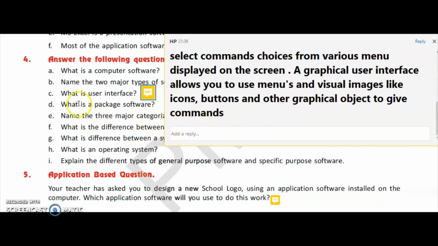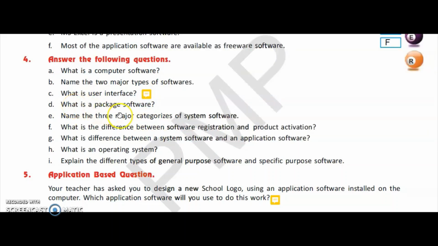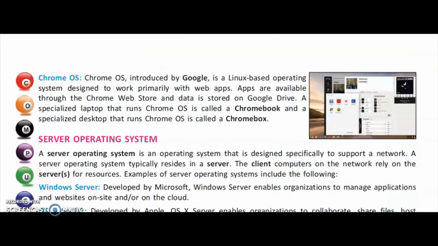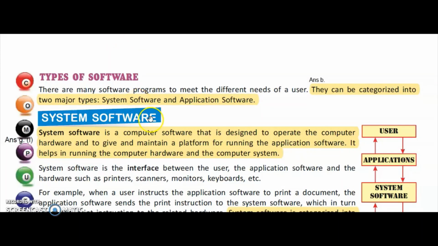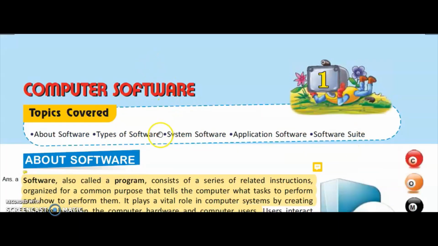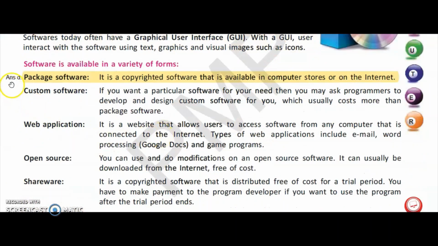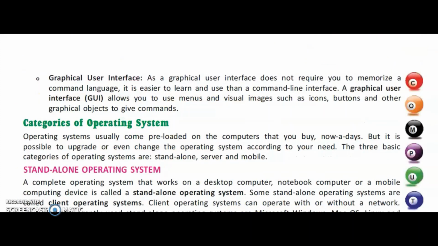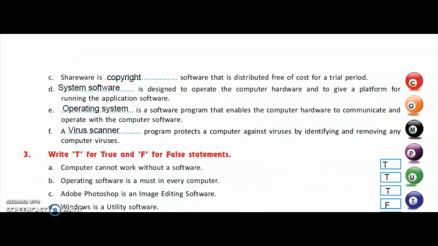Now the next question is, what is a packaged software? The answer is on page number 3. Here. Packaged software. What is packaged software? It is a copyrighted software that is available in computer stores or on the internet. This is the definition of packaged software.